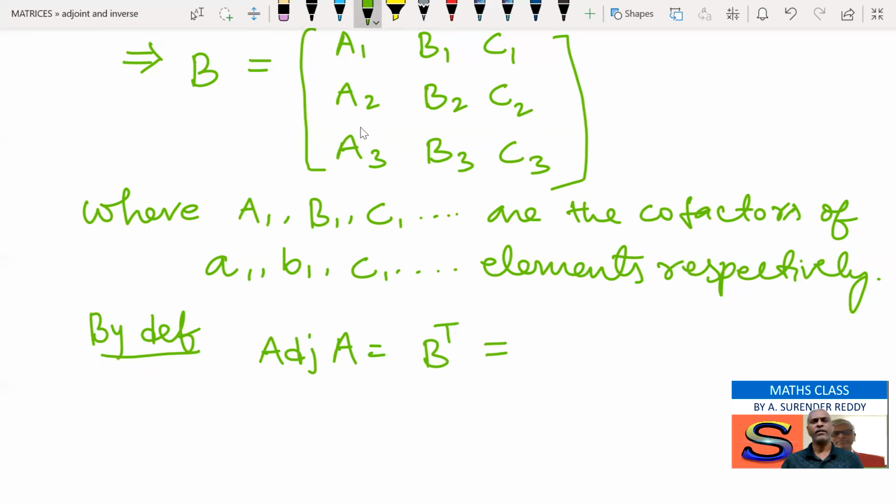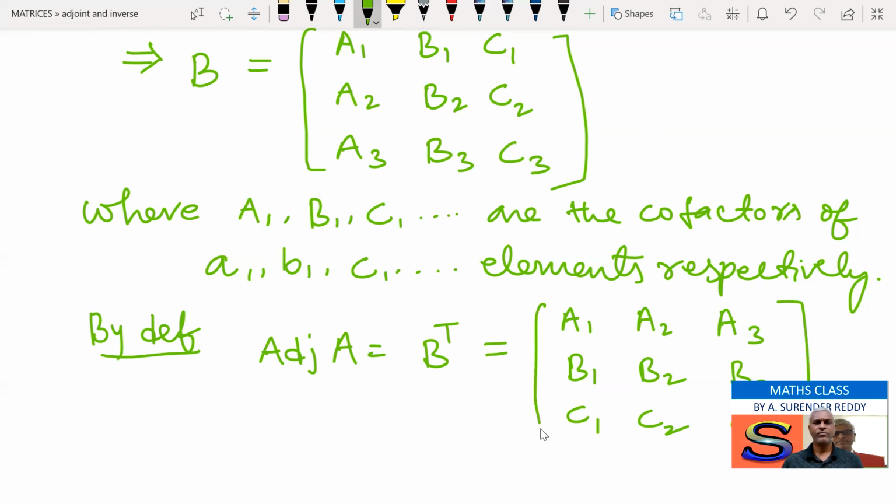The transpose of B, how do you get it? By interchanging the rows into columns. So A1, B1, C1 is the row; I am changing it and writing it as a column. The second row A2, B2, C2 becomes the second column, and the third row A3, B3, C3 becomes the third column. So this is adjoint of A.